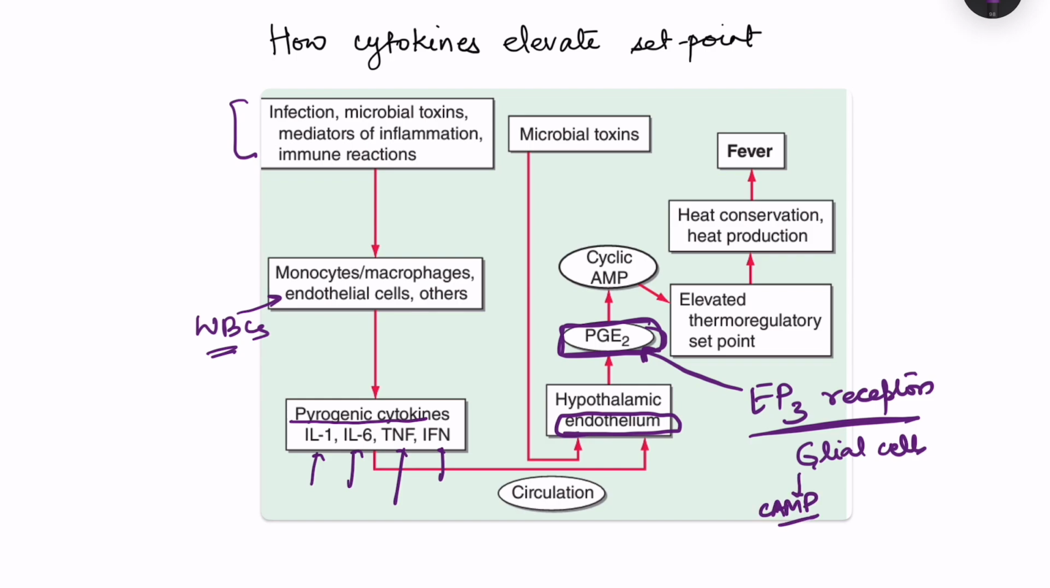So there is production of this cAMP. This cAMP elevates the thermoregulatory set point, and then there are the responses which are produced. So what are the chemicals which need to be remembered? We have pyrogenic cytokines, then we have prostaglandin E2, very important, which acts via the EP3 receptor in the glial cells, which produce cAMP. cAMP activates neuronal endings from the thermoregulatory center, thus elevating the thermoregulatory set point.